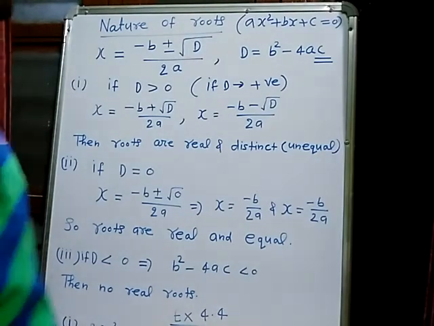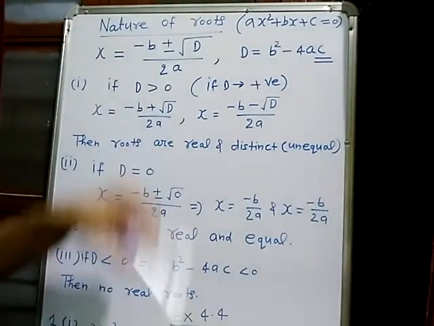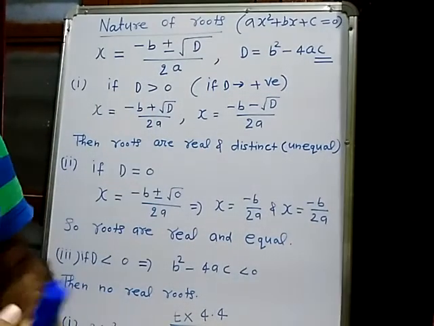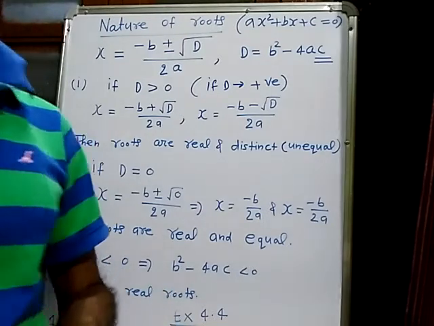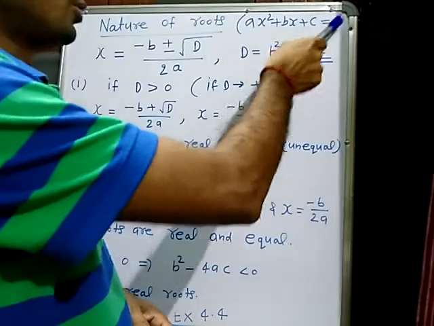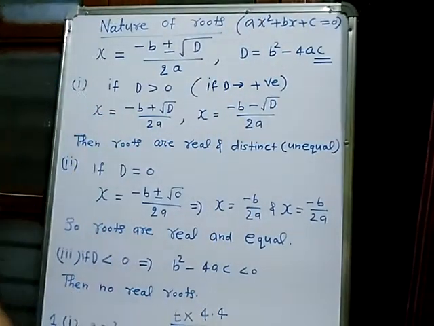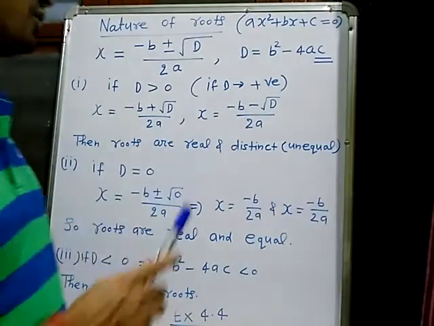Good morning, students. In our last class, I explained the quadratic formula to solve quadratic equations. If any equation is given as ax² + bx + c = 0, which is a quadratic equation, how can you find its roots using the quadratic formula? That is also called the Sridharacharya formula.